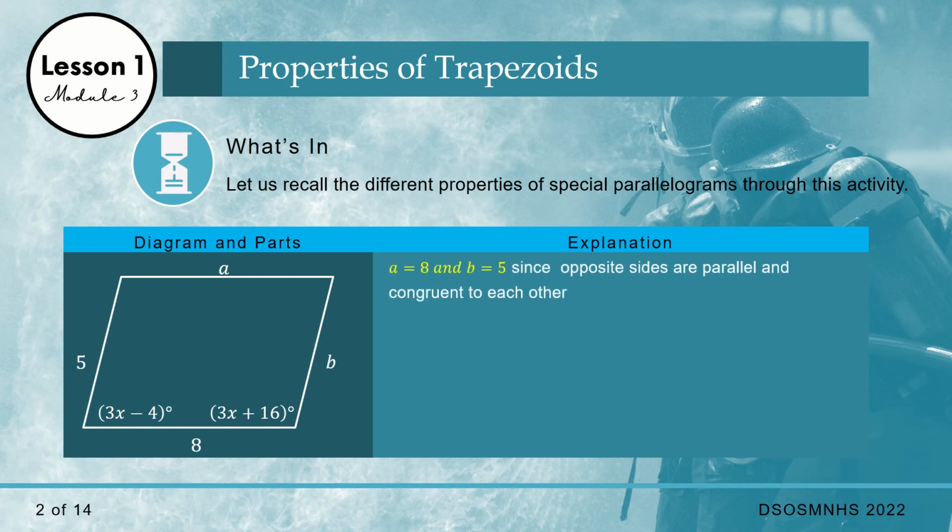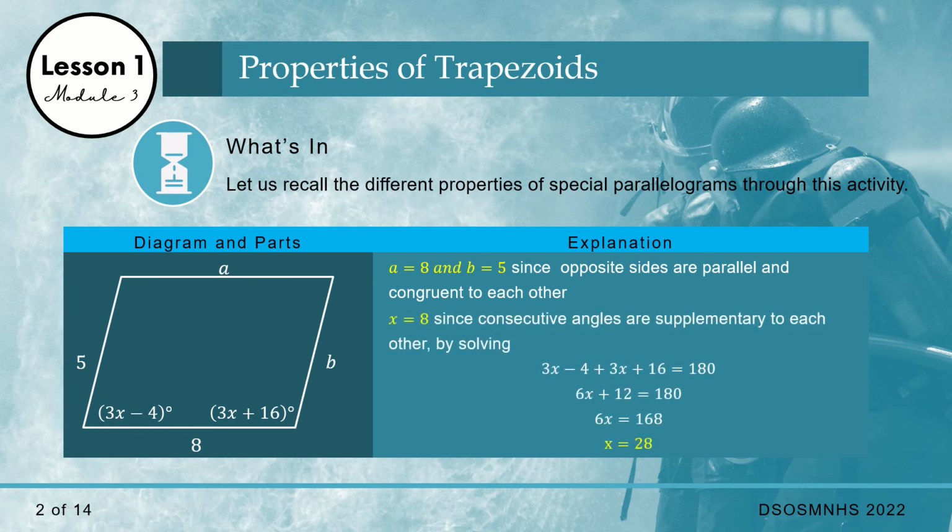So to start up answering for side A and side B, we have the following answer. Side A is 8 while side B is 5, since opposite sides are parallel and congruent to each other. So obviously, the measurement of side A is 8 while the measurement of side B is 5. How about for the variable x on the given two angles below the parallelogram? So the value of x is 28.